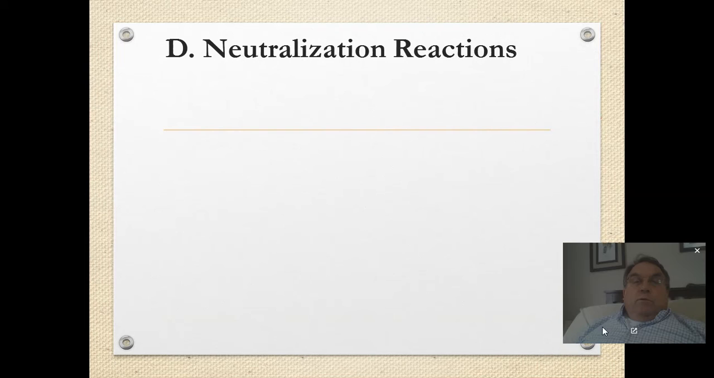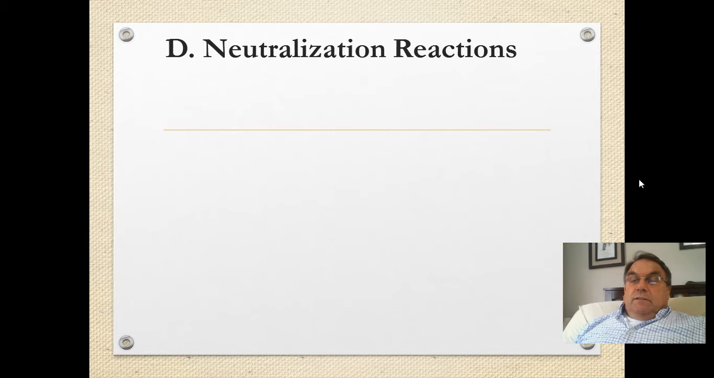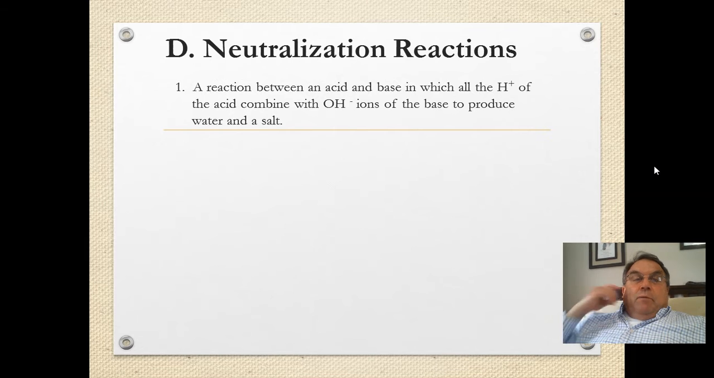Today's topic deals with neutralization reactions, which we've already talked about back in the chemical equations and reactions unit. You knew them better as a type of double replacement reaction. As the name implies, neutralization is a reaction between an acid and a base, and the acid neutralizes the base and vice versa. What happens is the hydrogen ion from the acid combines with the hydroxide ion from the base to produce water, HOH or H2O.